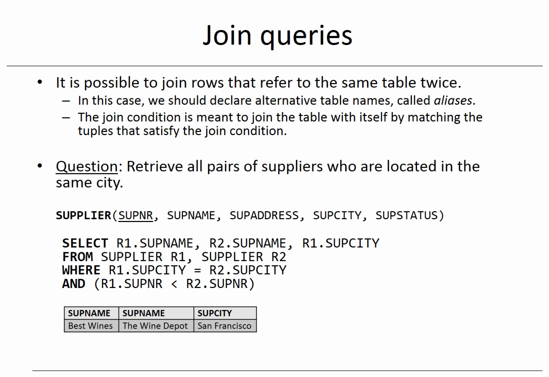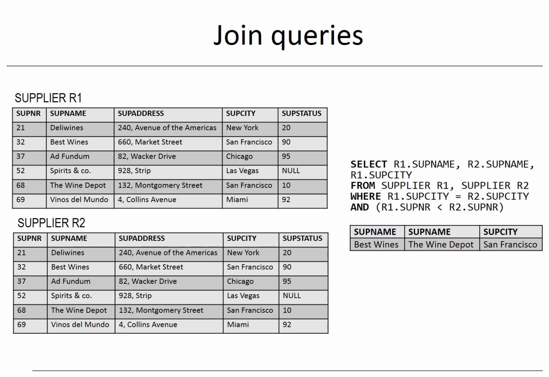The join condition is now based upon matching subcity. However, there's also another condition added, r1.subnumber strictly less than r2.subnumber. What would be the rationale for this? Well, let's have a look. To the left, you can see a dump of both supplier tables, which are obviously identical.